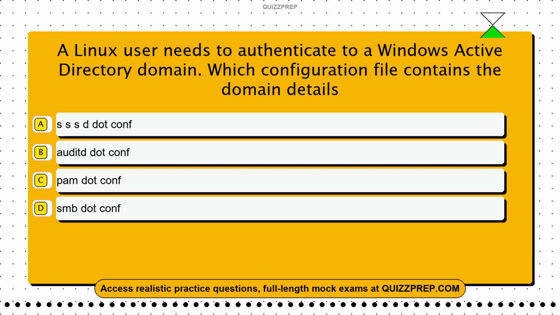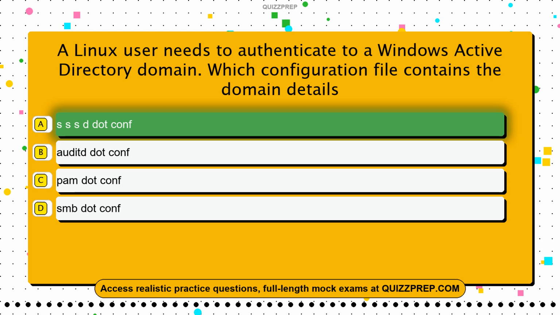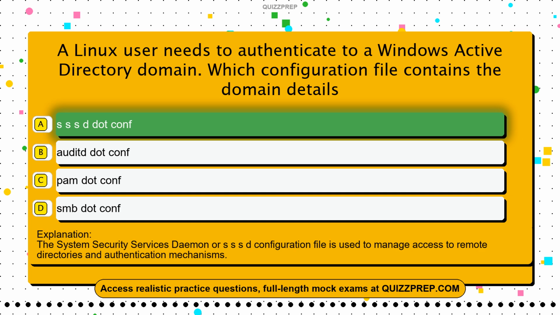Question 124. A Linux user needs to authenticate to a Windows Active Directory domain. Which configuration file contains the domain details? Option A, sssd.conf. Option B, audit.conf. Option C, pam.conf. Option D, smb.conf. The correct answer is option A, sssd.conf. The System Security Services daemon or SSSD configuration file is used to manage access to remote directories and authentication mechanisms.